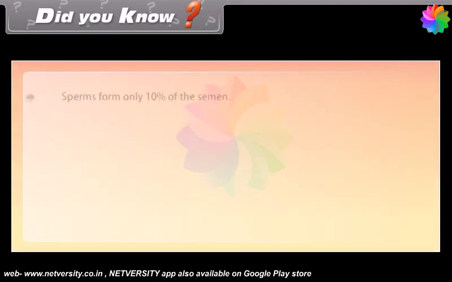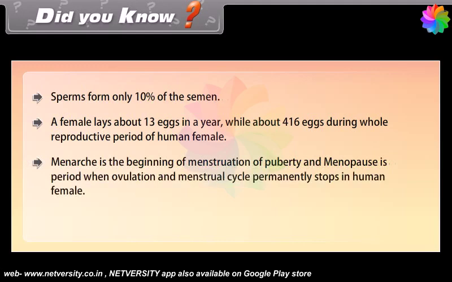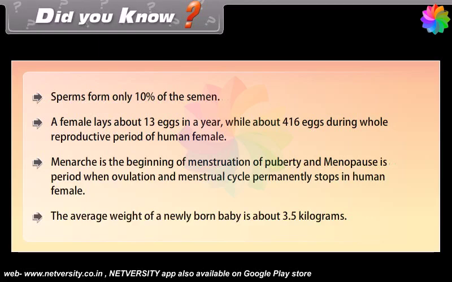Did you know sperms form only 10% of the semen? A female releases about 13 eggs in a year, while about 416 eggs during whole reproductive period of human female. Menarche is the beginning of menstruation at puberty, and menopause is the period when ovulation and menstrual cycle permanently stop in human female. The average weight of a newly born baby is about 3.5 kilograms.